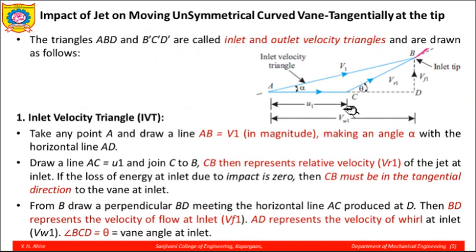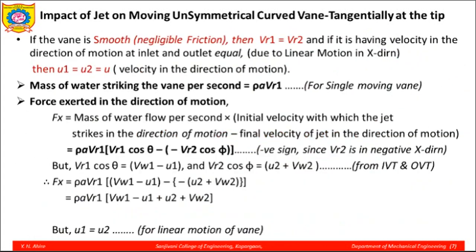Here you can see Vr1 cos theta. So this is Vr1. Vr1 cos theta is this distance, CD distance. So CD distance is nothing but total AD distance minus AC distance. So it is Vw1 minus u1. So Vr1 cos theta is Vw1 minus u1.